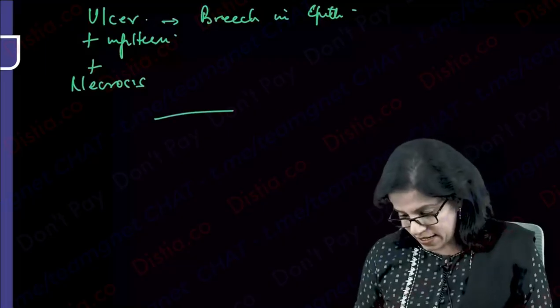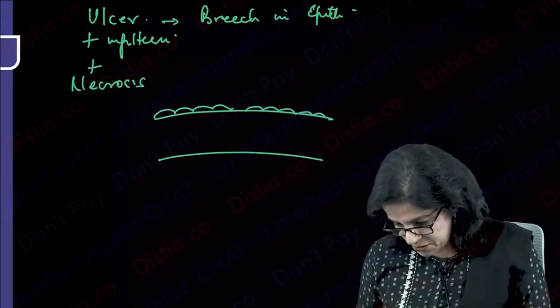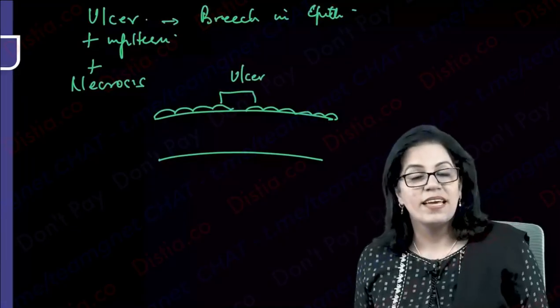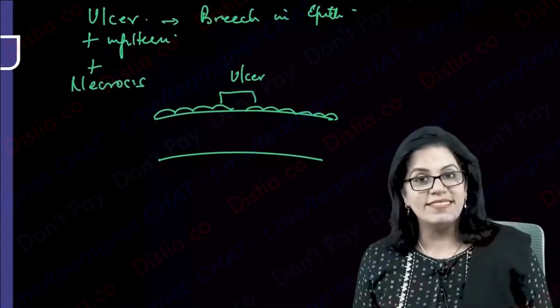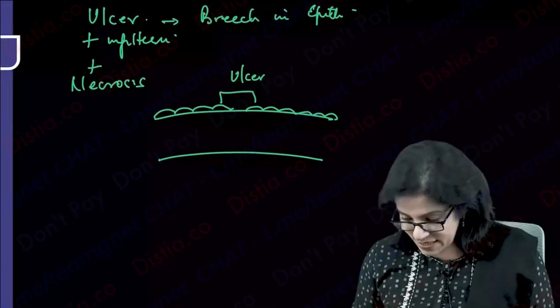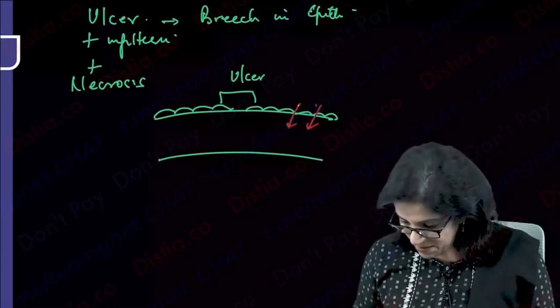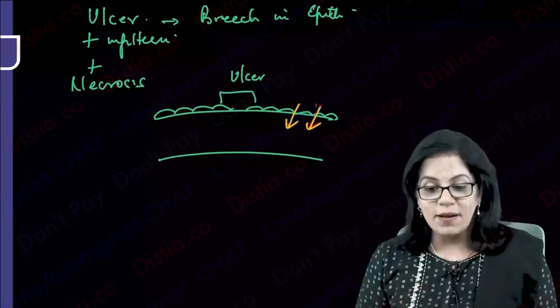So if you look here, suppose this is the cornea and the epithelial layer. I am saying any interruption of this epithelial layer is an ulcer. Correct? So the maximum infections in the cornea will occur when there is ulcer formation. But there are few organisms that can penetrate intact epithelium. This is asked in the exam.